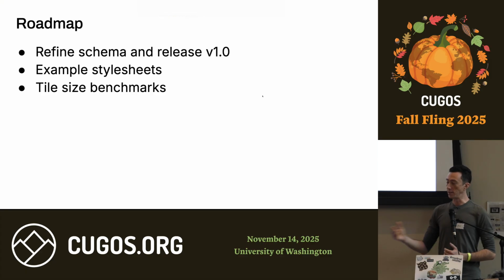So in that time, if you're interested in providing feedback, if you want to try out Sourdough and use it to make maps and tell me what you think of it, that would be very helpful. I'm also working on some example style sheets that will be available soon that demonstrate how to use Sourdough to make different types of maps. And I'm working on some tile size benchmarks to understand exactly how much bigger Sourdough tiles are than existing schemas.